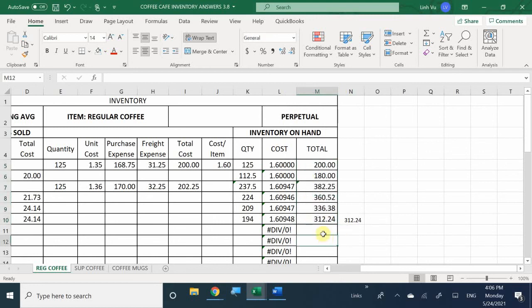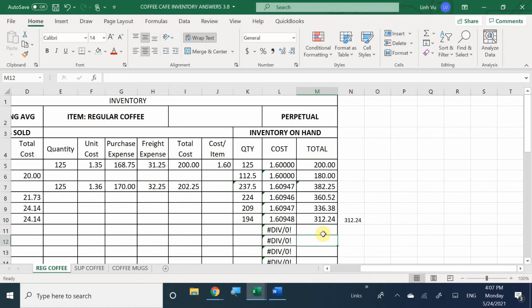Okay, so here, this is what we solved. Right now, you can type it in, and then you can figure out the rest later. Type in 194 in your quantity, and then type in 312.24 in your total cost.